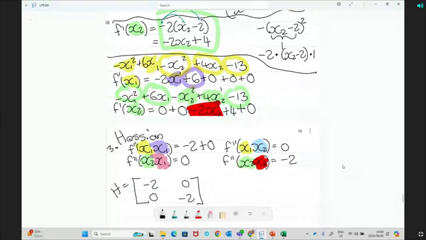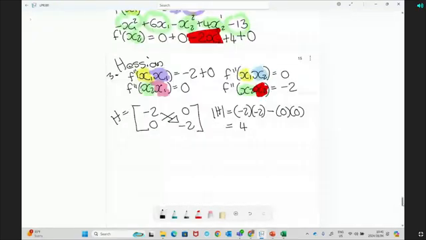So that's the Hessian matrix. Then you could purely use Excel. You're more than welcome to use Excel. I'm just going to say the determinant is equal to top left times bottom right, minus the middle, the other 2. So it's going to be a 4. Just to make it clear, like that. And then the other 2. So that's a positive 4.